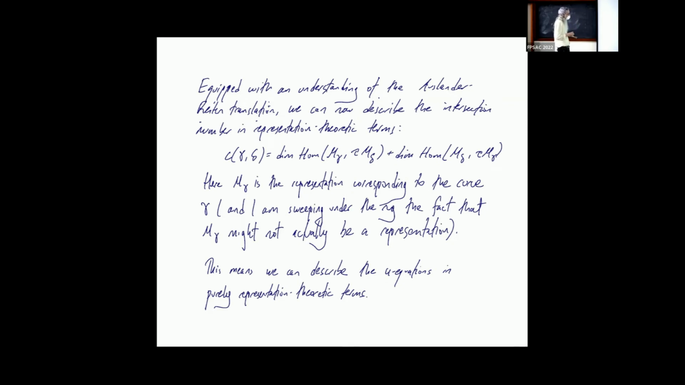It turns out that the crossing of two curves is the dimension of the morphisms from M_gamma to tau M_delta, plus the dimension of the morphisms from M_delta to tau M_gamma. Again, these M_gammas are the representations corresponding to the curve gamma, and I'm sweeping under the rug the fact that M_gamma might not be a completely honest representation. So this means that at this point, we have a completely algebraic version of the U equations.